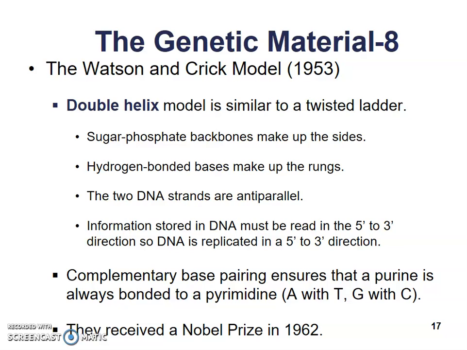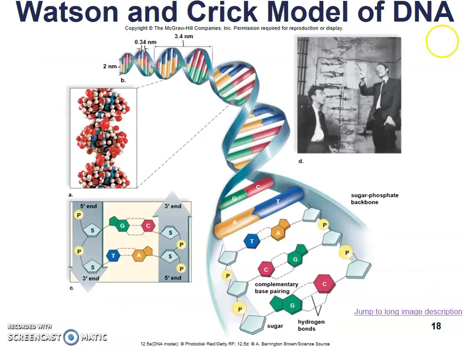Complementary base pairing ensures that a purine is always bonded to a pyrimidine. It has to do with the number of hydrogen bonds that are formed. So A always bonds with T, and G always bonds with C. They fit together like a puzzle. In 1962, Watson and Crick received a Nobel Prize for their, quote, discovery. At that point, Rosalind Franklin had died, so she was unable to receive the Nobel Prize because they are not awarded after death. So here's a picture of Watson and Crick's DNA model.